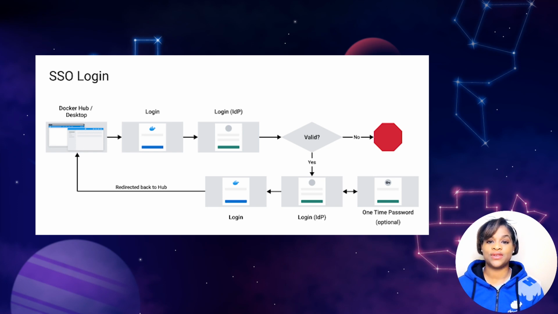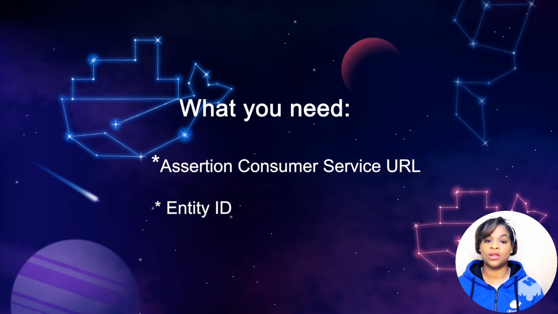If your users have different domains, you can add them as a guest or include them in a subdomain to configure SSO. Before enabling SSO, locate the assertion consumer service URL and the entity ID. This is located on the security settings page in Docker Hub. Then your admin will connect the IDP server to Docker Hub.